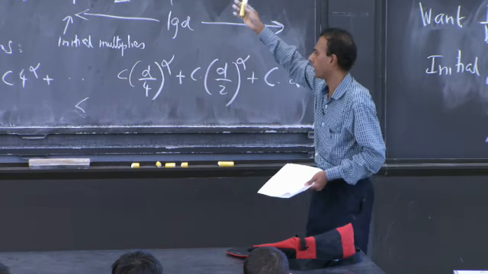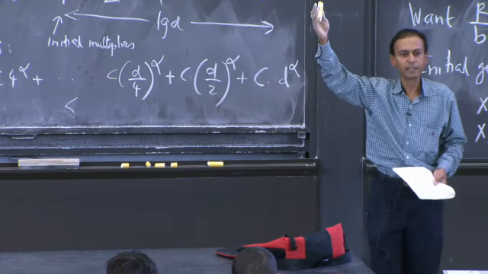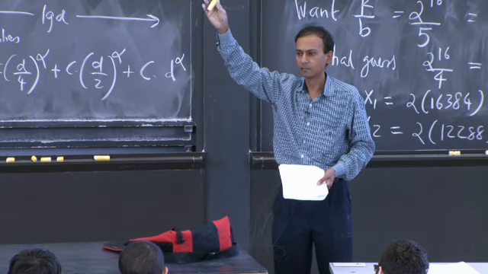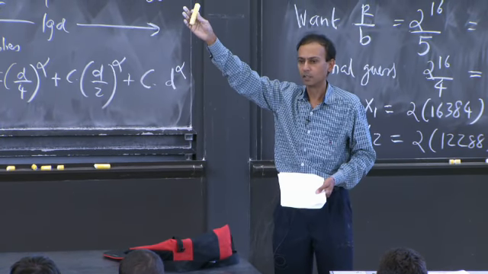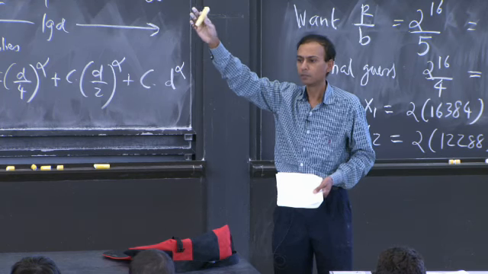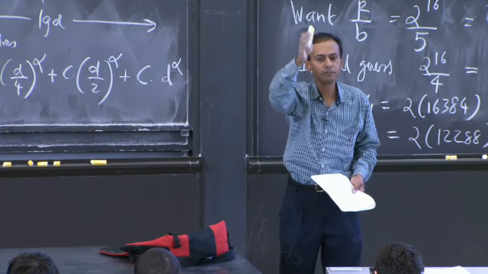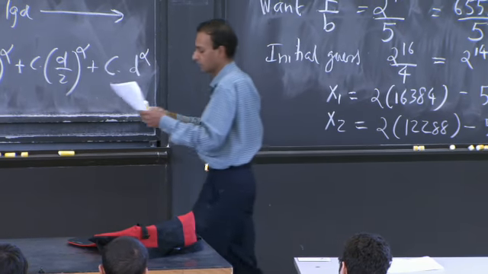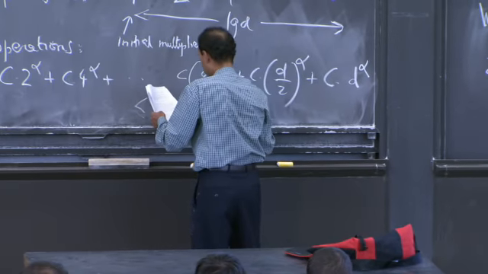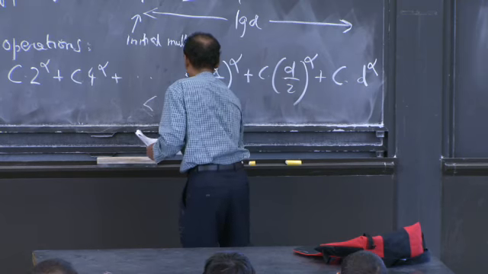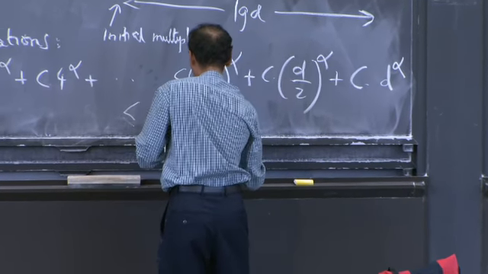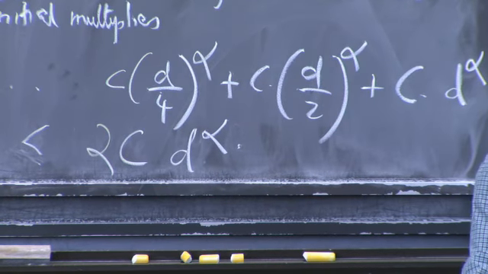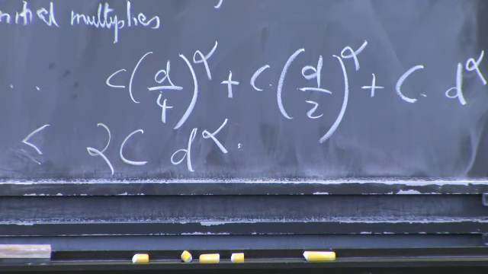Just plug in a value of alpha, and then remember your convergent geometric series and things like that. What is that? Someone? Yeah? It's just some constant times d to the alpha. That's exactly right. It's just some constant times d to the alpha. And in fact, you can say it's 2c d to the alpha. Okay? I'll keep a cushion for your side.